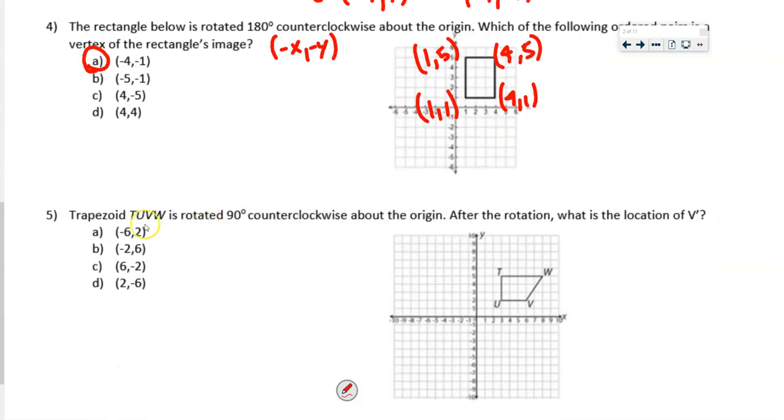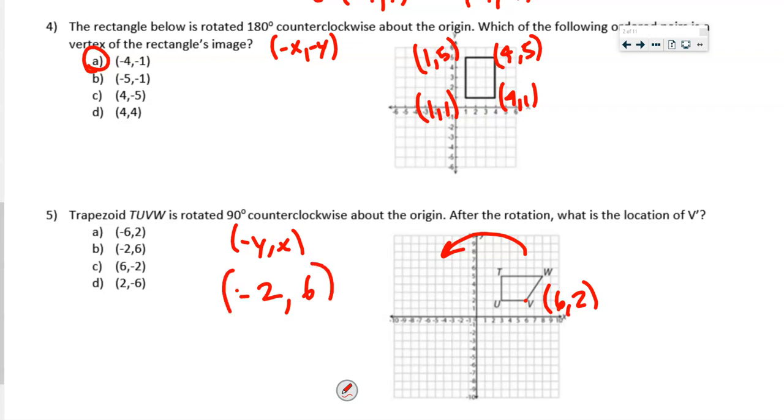Then we got number 5, trapezoid TUVW is rotated 180 degrees counterclockwise. Now remember, counterclockwise is normal, okay? So that's going to be there. So that's going to be negative y, x is our rule. About the origin, after the rotation, what is the location of V? So this time all we got to do is find V right here, right? So that's going to be 6, 2. We're going to apply that rule to it. And when we do, we move our 6 over there, and we move our 2 to here, and we negate it, okay? So that's why the answer is negative 2, 6.